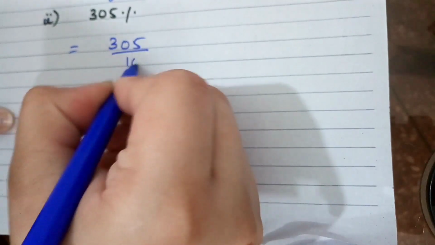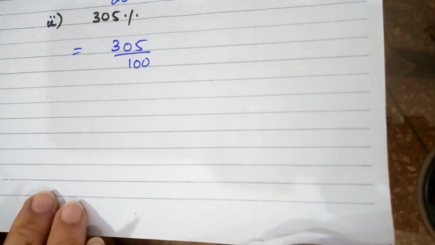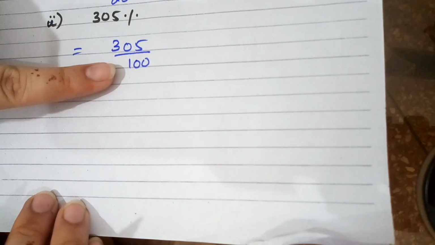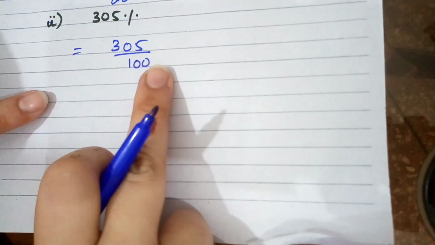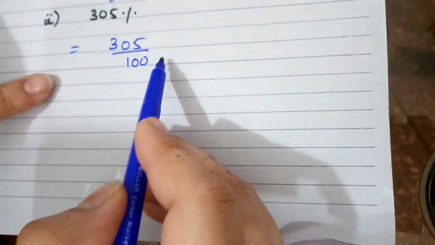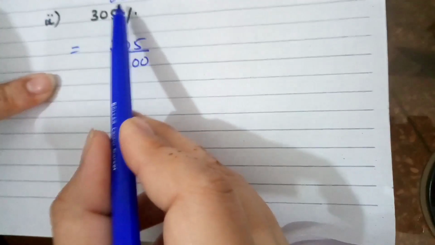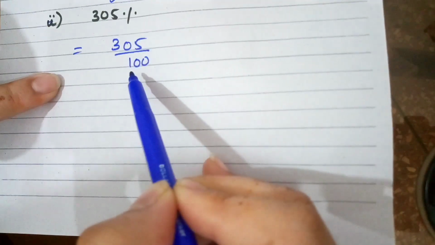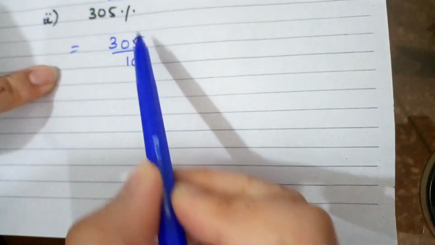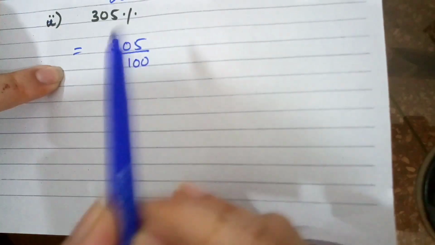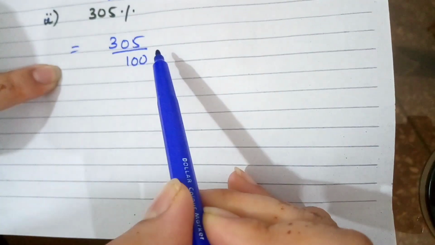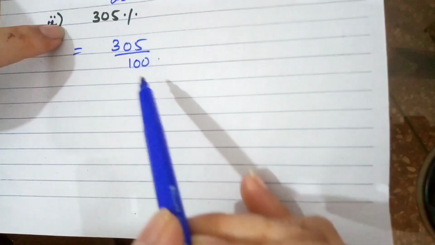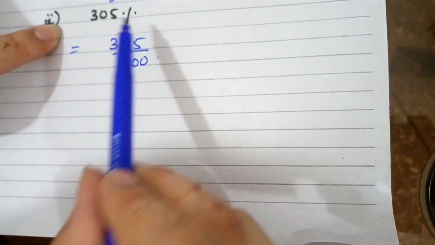305 per hundred. Now keep one thing in mind: when I remove this percentage sign, in its place I just put the 100 here. In the second step, we did not put the percentage sign or symbol. Why? Because to simplify this, we divided 305 by the 100. That means 305 parts per hundred. So students, you don't need to put the percentage sign here, because to remove it we divide this term by the 100. You don't need to put it again.